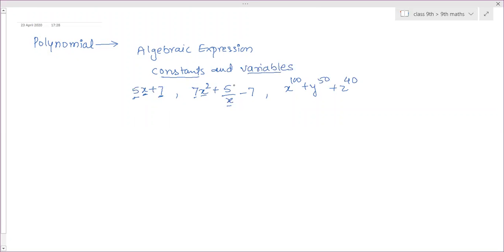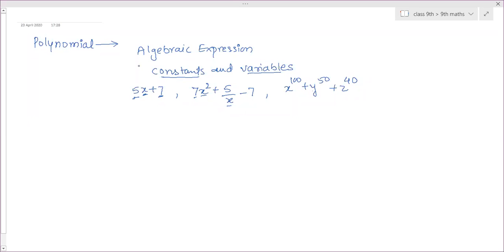And variables are those whose values are continuously changing. For variables we use alphabets as symbols. So x is the alphabet used to represent any variable value. It's a changing value. Here also x is the variable we have used. Here x, y, and z, three variables are used.